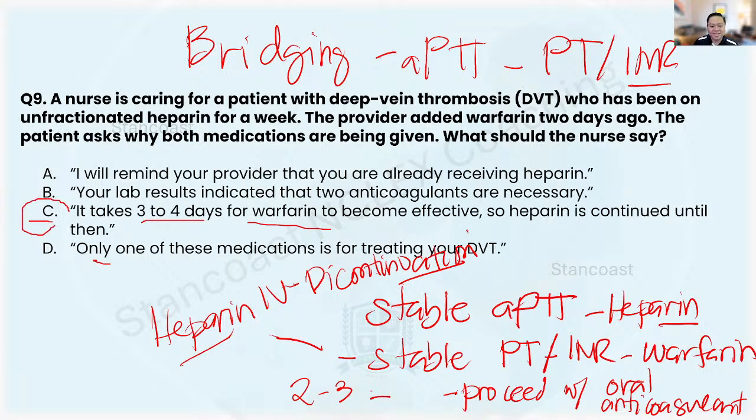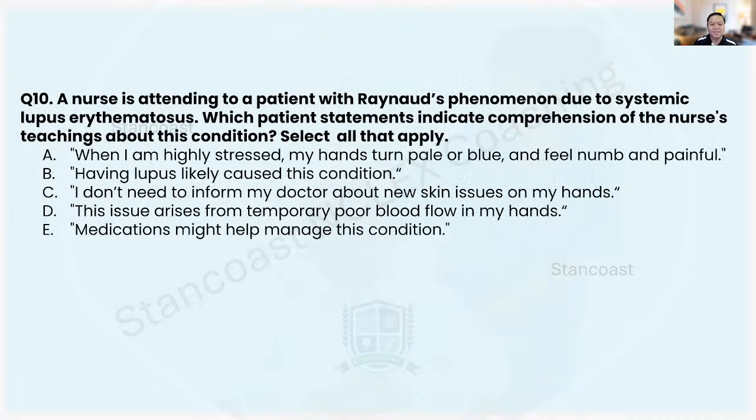Now moving on to the next question. What time is it? 10:50. So this is a patient with a case of Raynaud's disease. A nurse is attending to a patient with Raynaud's phenomenon due to systemic lupus erythematosus. Which patient statements indicate comprehension of the nurse's teachings about this condition? Select all that apply.